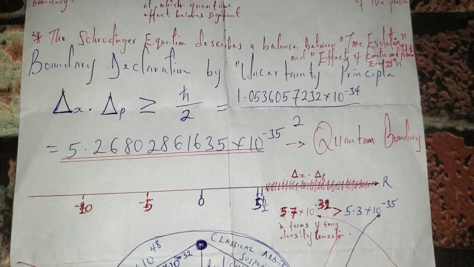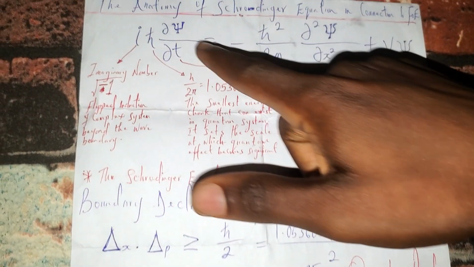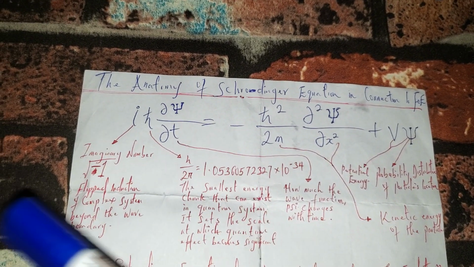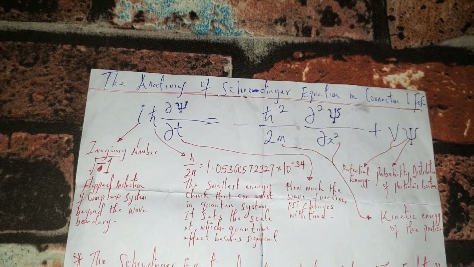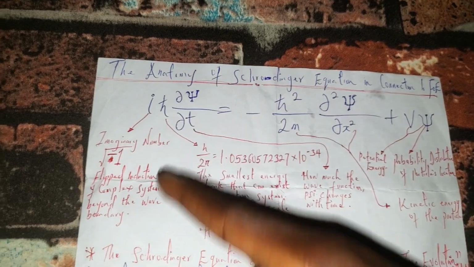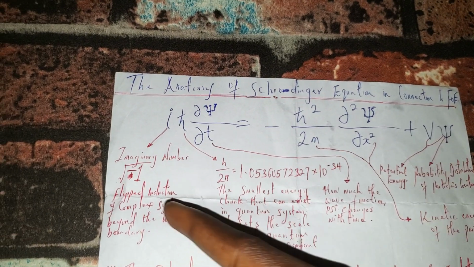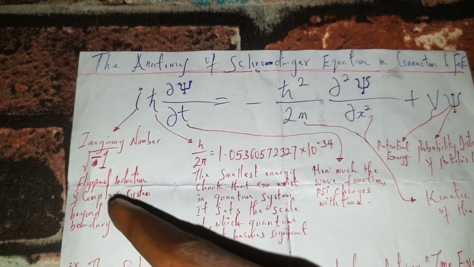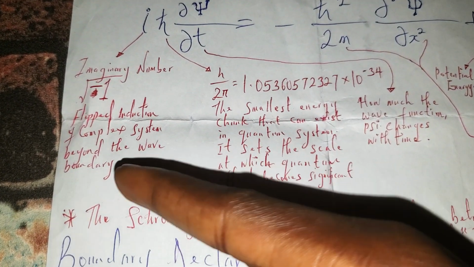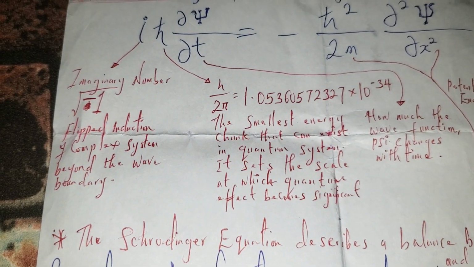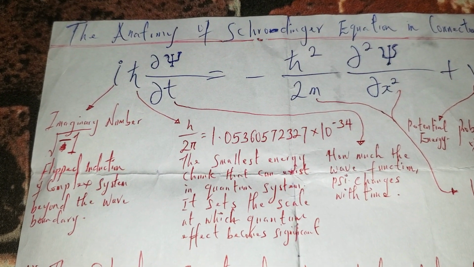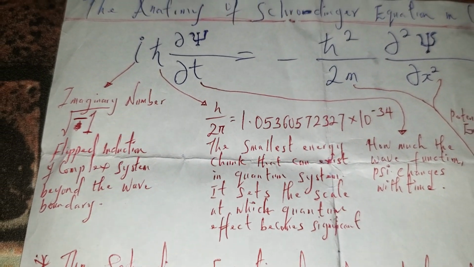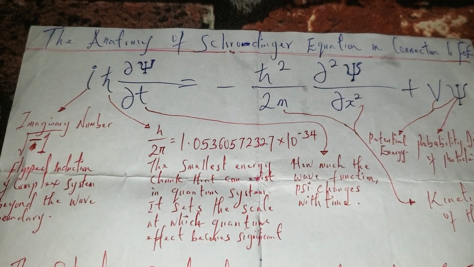So now let's start with this. This is the Schrodinger equation. And so you see that we have i here. That i stands for the imaginary number. So we have it to be the square root of minus 1. I call this flipped induction of complex system beyond the wave boundary. Please take note of that. It's very important because we have the flipping mechanism of the universe beyond the time energy wave constraint.